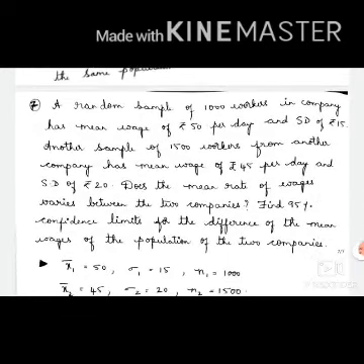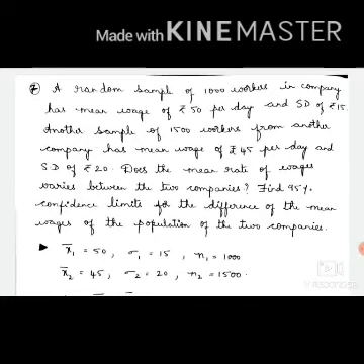Now, the last example we have here is: a random sample of 1000 workers in a company has mean wages of rupees 50 per day and a standard deviation of rupees 15. Another sample of 1500 workers from another company has a mean wage of rupees 45 per day and a standard deviation of rupees 20. Thus the mean rate of wages varies between the two companies. Find 95% confidence limits for the difference of the mean wages of the population of the two companies.